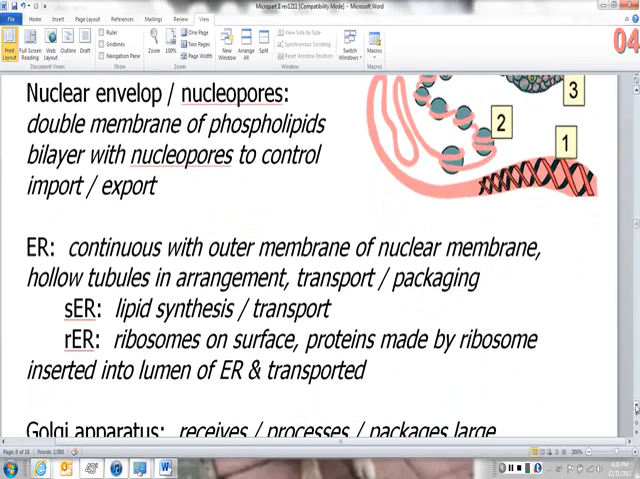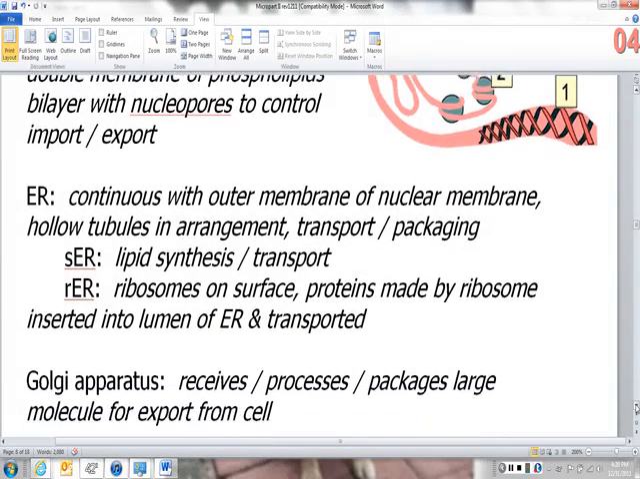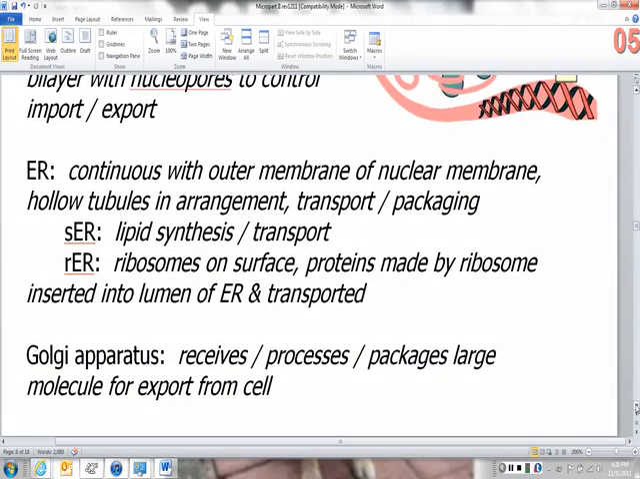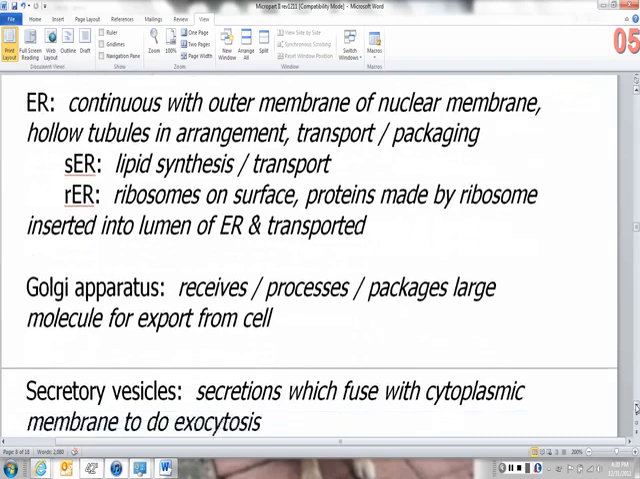The ER, or endoplasmic reticulum, is continuous with the outer membrane of the nuclear membrane. It is arranged as hollow tubules for transport and packaging. The smooth ER does not have ribosomes and is involved in lipid synthesis and transport. The rough ER has surface ribosomes. Protein made by the ribosomes are inserted into the lumen of the ER and transported. The Golgi apparatus receives, processes, and packages large molecules for export from the cell.